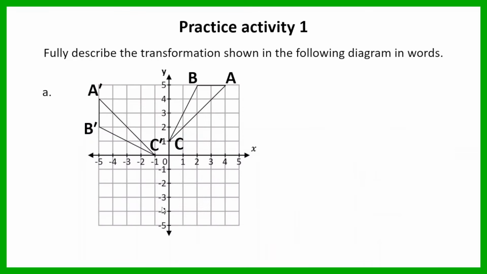Okay, so for the first one you're going to do over here, you have got this diagram showing you triangle ABC, and here you've got the image of triangle ABC after it has been transformed. You need to describe the transformation shown in this diagram fully in words. I'm going to give you 30 seconds to work on this example.